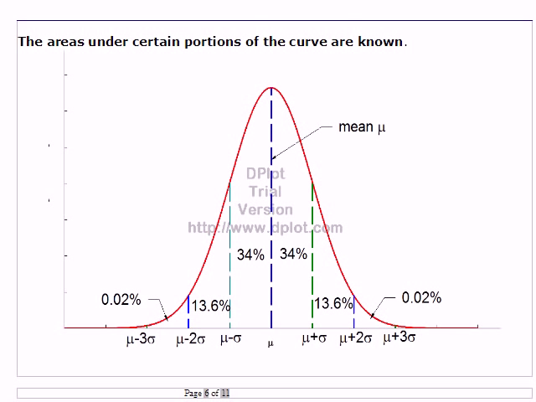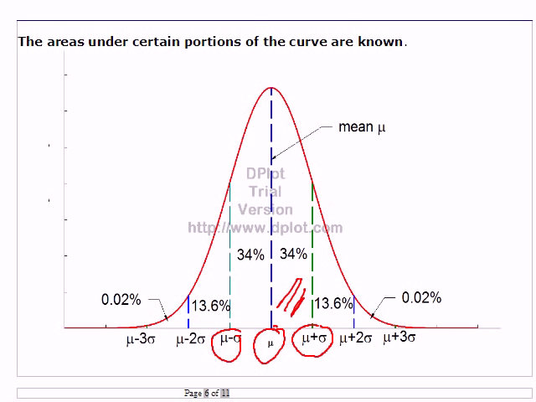Certain areas under this curve are known. These are approximate areas, but like I said, they're good rules of thumb. Okay, so here is our setup. The mean is in the center, and if I move up 1 standard deviation or down 1 standard deviation, the area right in through here is 34%. That represents the probability that a data value will lie between these 2 values.